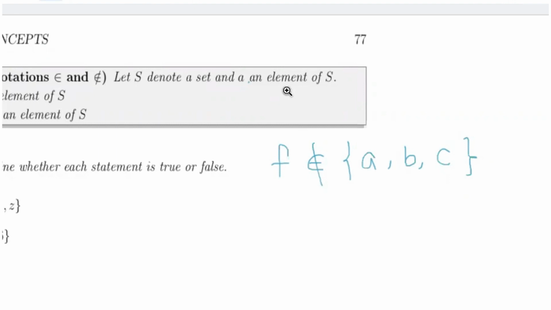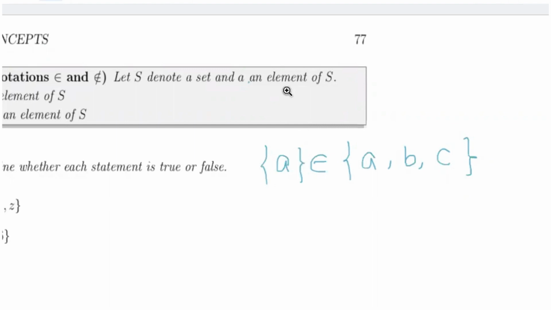Do you understand this? Let me give you another example. Okay, so here A is an element. It's because A is here. How about set A? Is set A an element of set ABC?